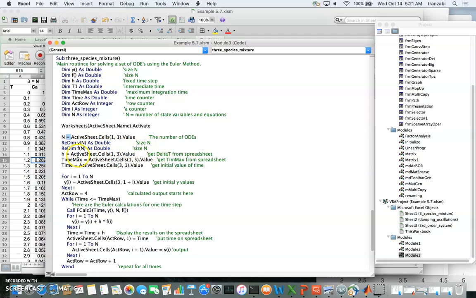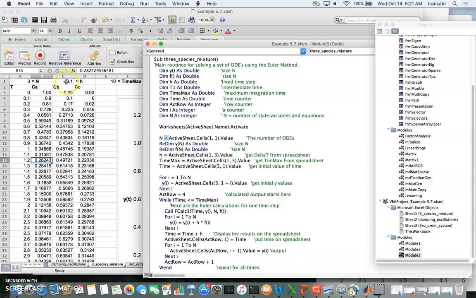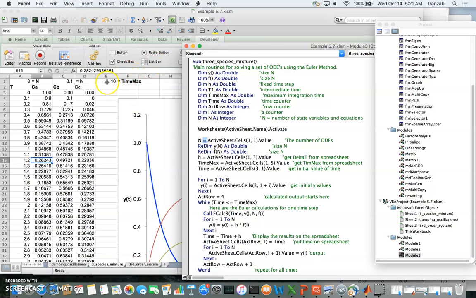Okay. Then we're going to activate the sheet and read the delta H value, which is from cell 1-3. I move this over. Cell 1-3 is this one, so we're going to read delta T from here, or H. Okay, we're going to read the time max and time as well from cell 5, so maximum time is from cell 5 here, row 1, and then the current time from cell 3, column 1. So this is the current time, 0, right? So we're going to pick up this 0 to begin with.